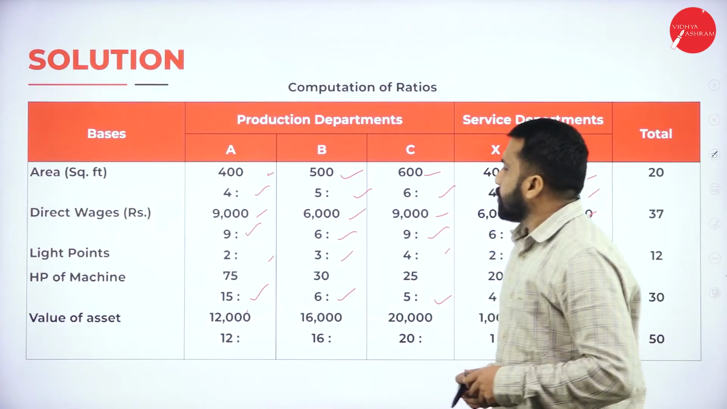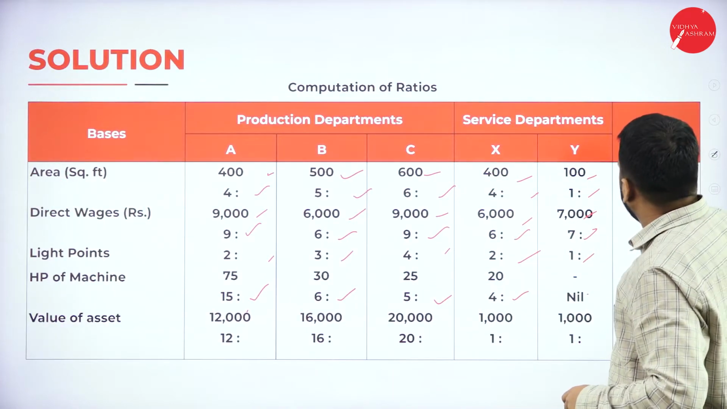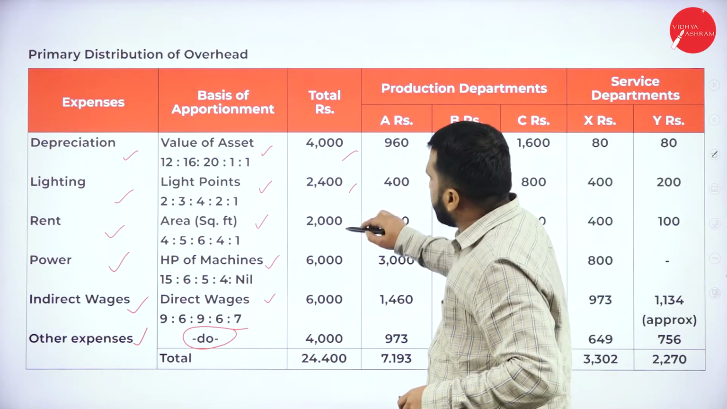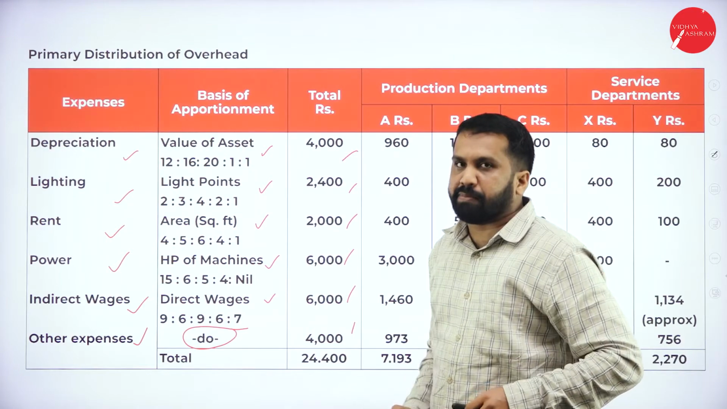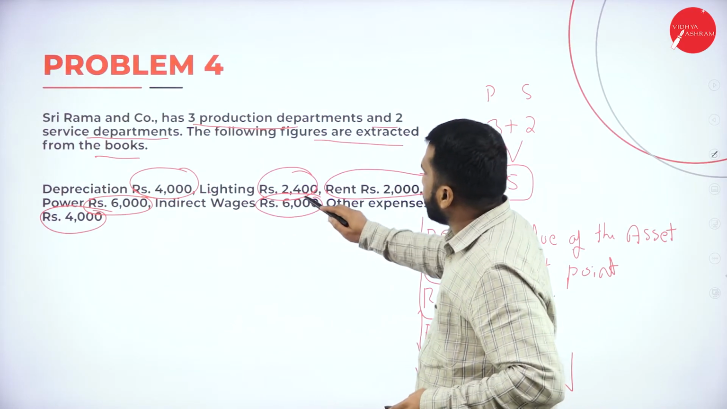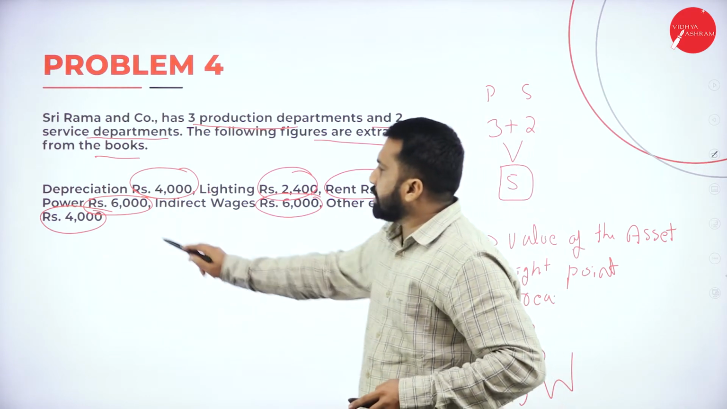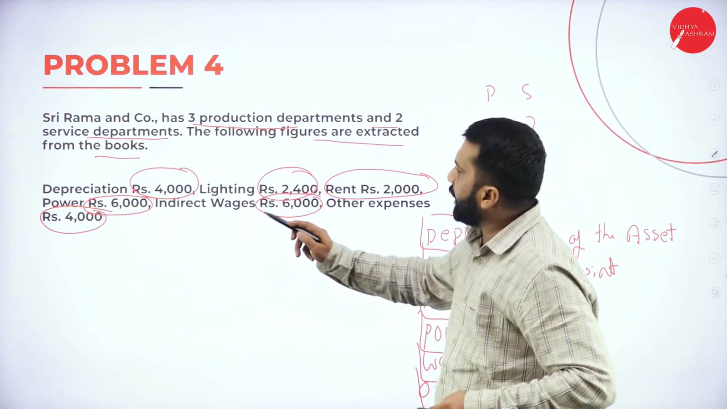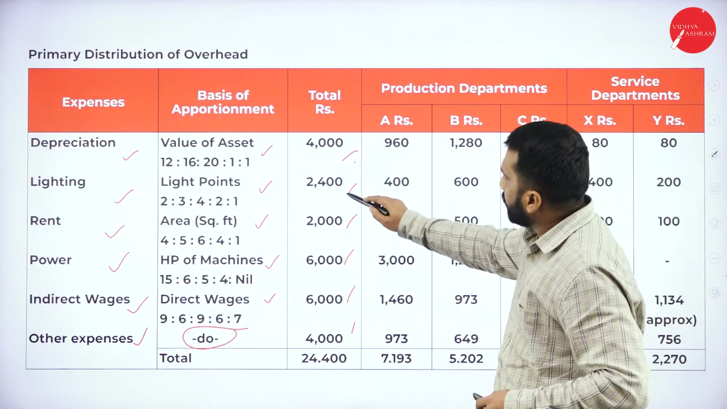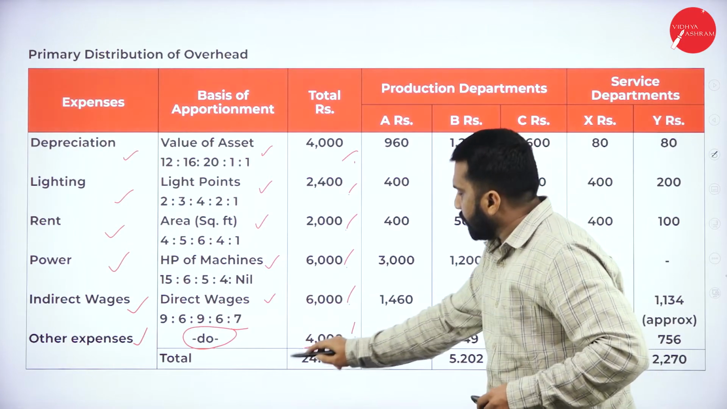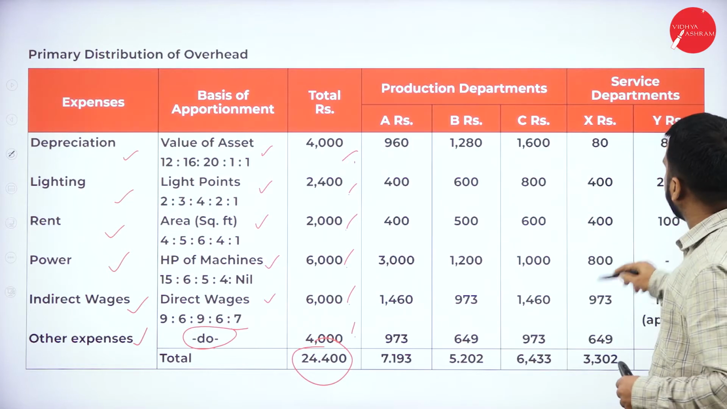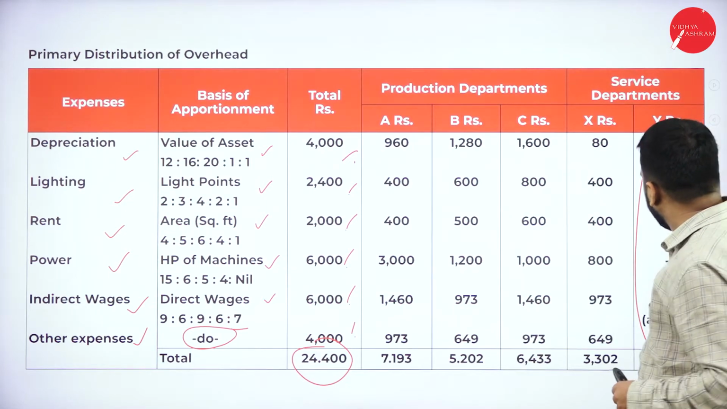Now, all the calculations are done. After that, you got your ratios. Then all the expenses you have written. Where do you get all the expenses? Go back to your question. You have expenses like 4,000, 2,400, 2,000, 6,000, 6,000 and 4,000. Now, write all the expenses 1, 2, 3, 4, 5, 6. Total is 24,400.